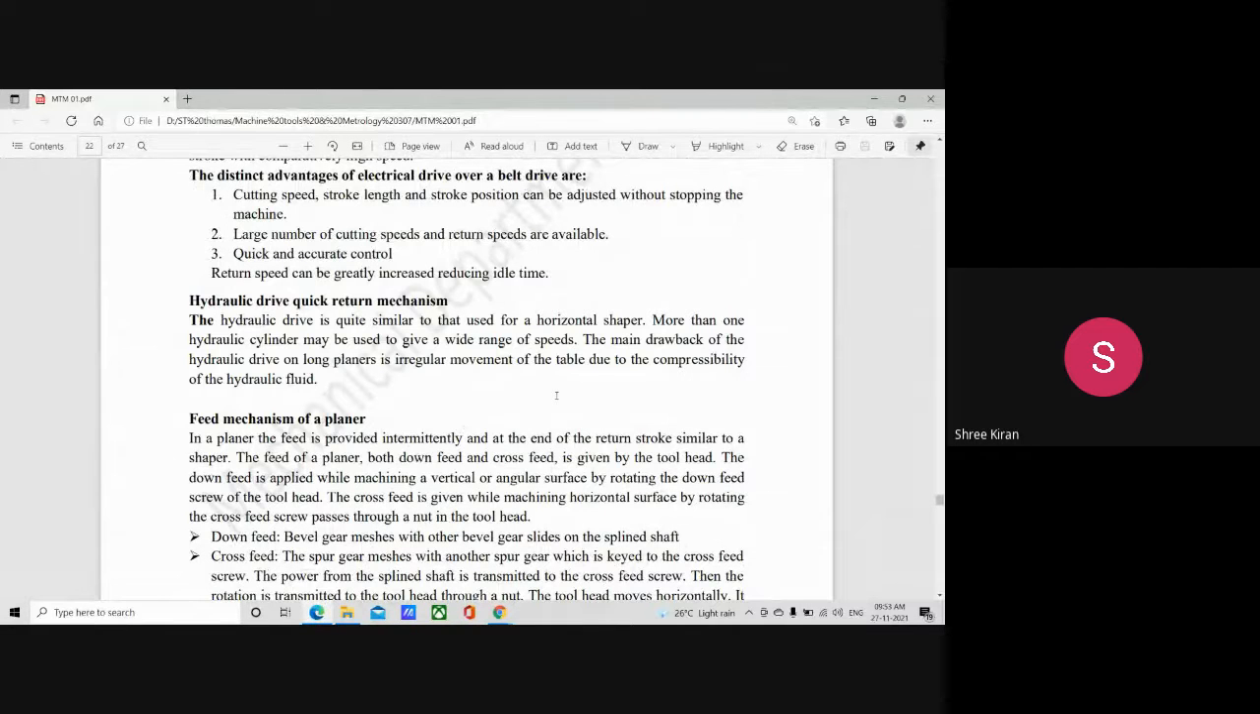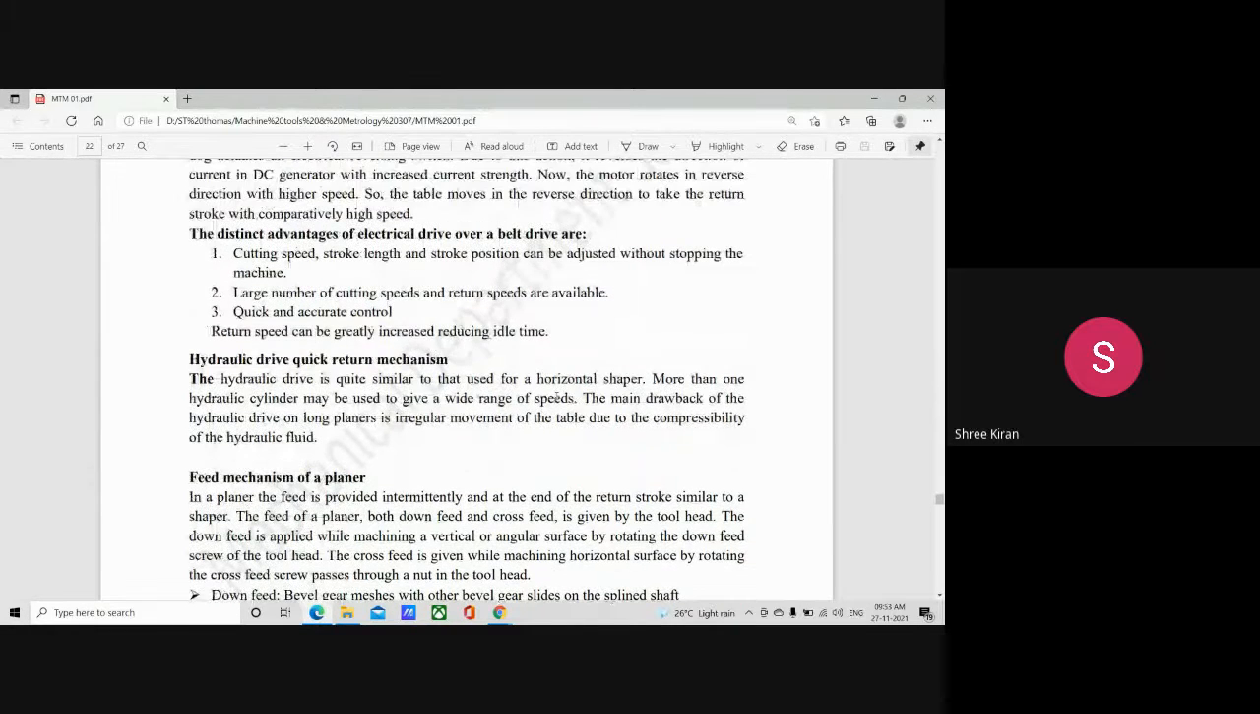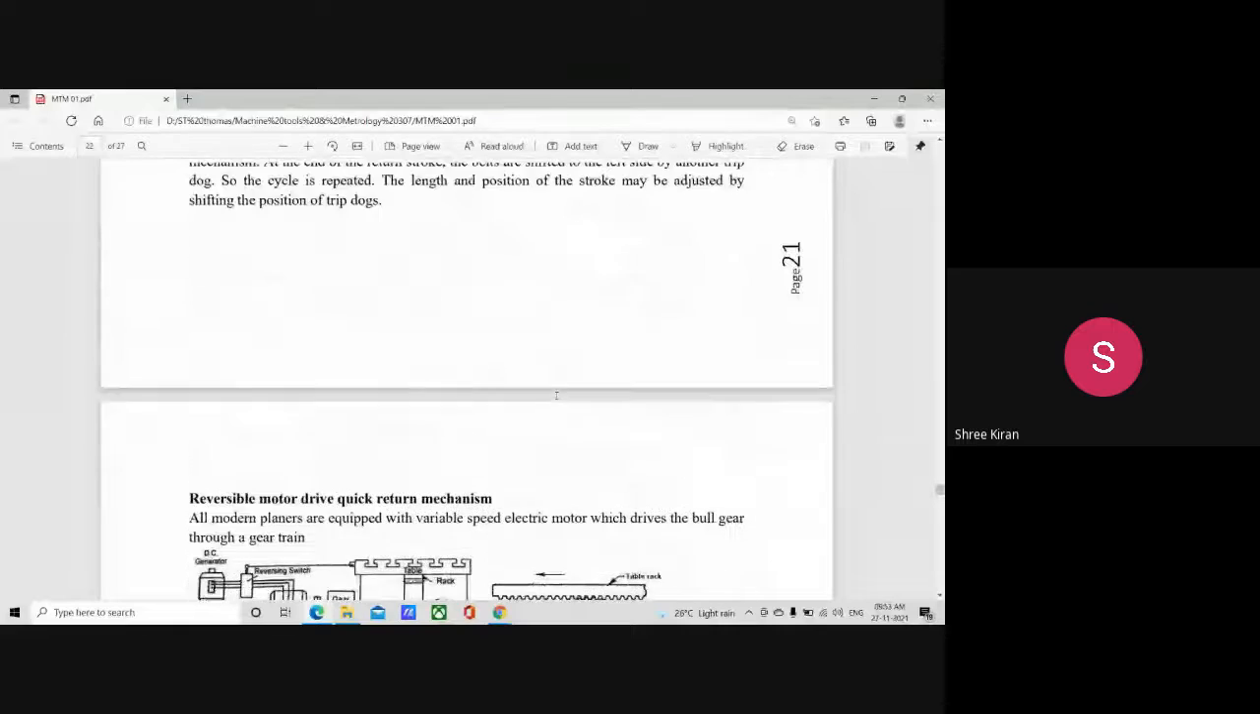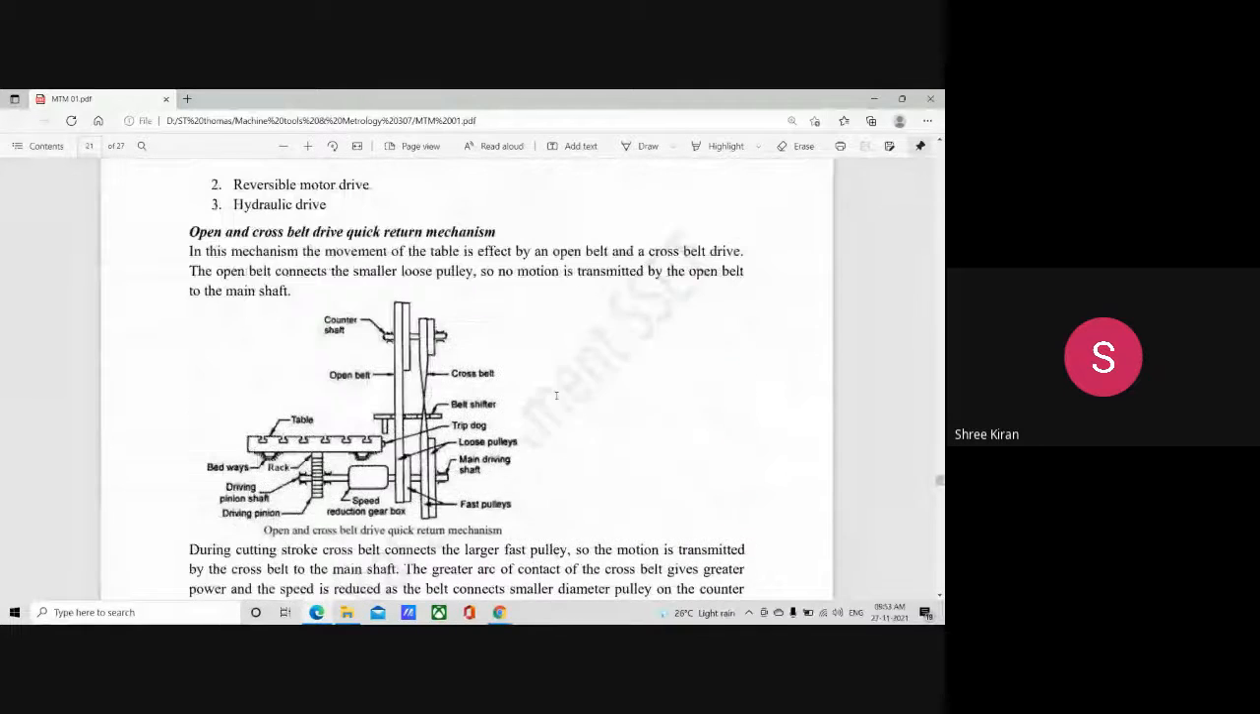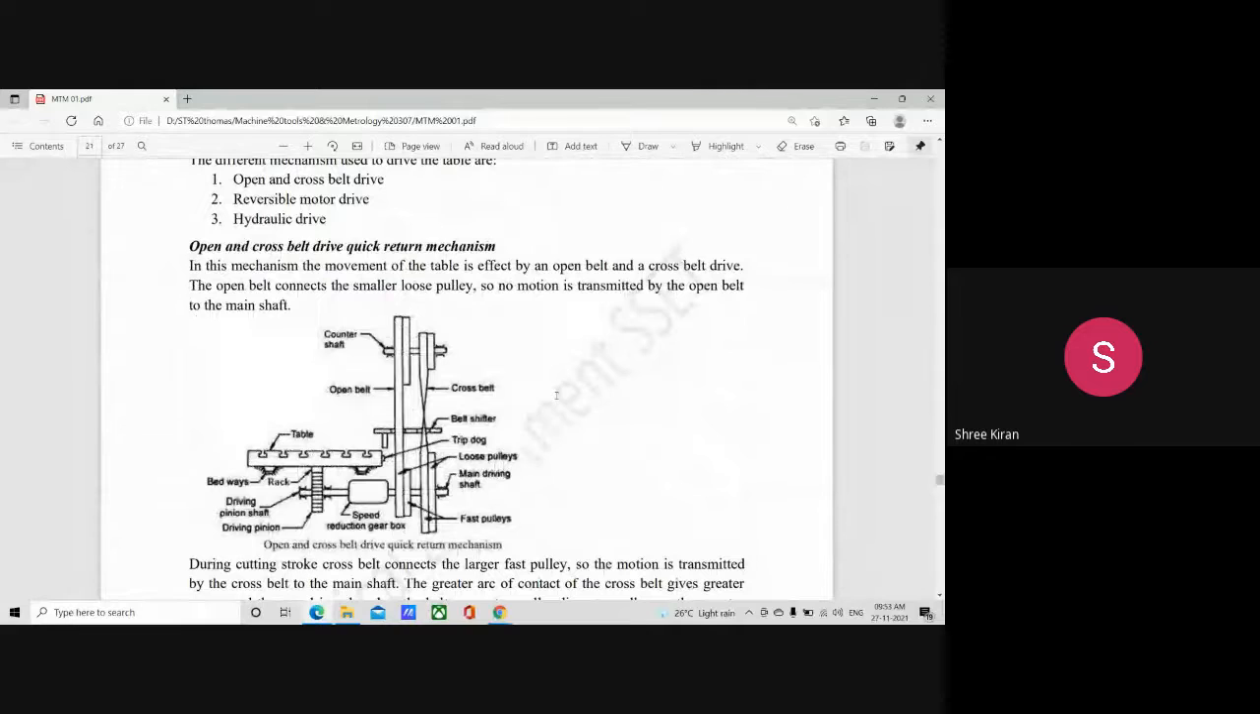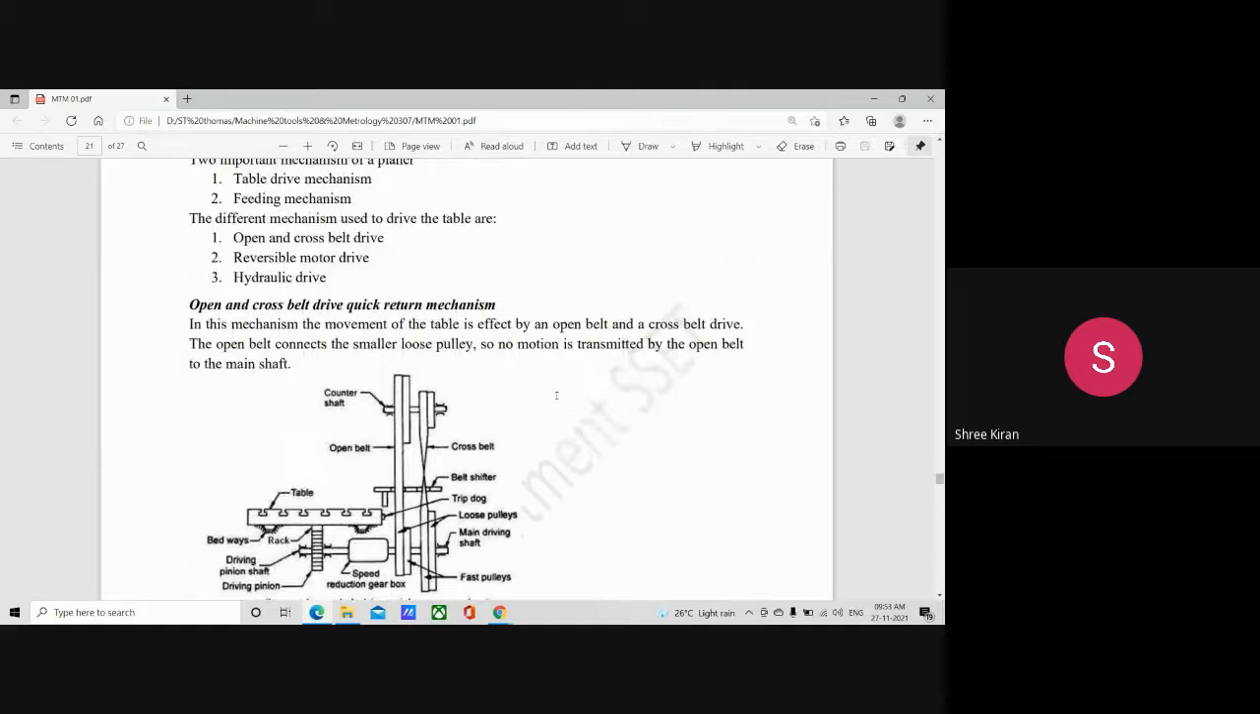All come under the quick return mechanism. Now this is about the hydraulic one. The previous one was a reversible motor, and before that was the open and cross belt drive quick return mechanism. So all these different mechanisms are used to drive the table.